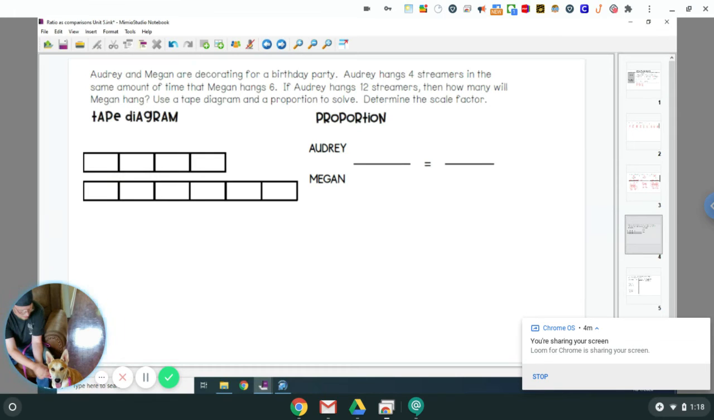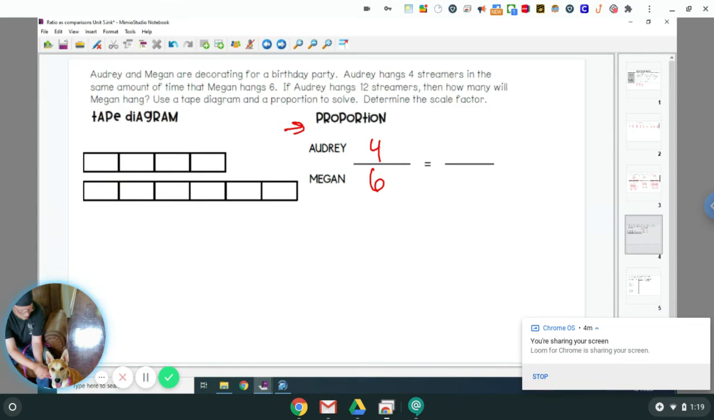Okay, so we're actually not going to use a tape diagram. We're going to use a proportion. The reason why we're going to use a proportion is because a proportion is used a lot more in 7th grade, so we need to learn it now. That way in 7th grade, you'll have it mastered. So Audrey hung 4 streamers. And then when Audrey did 4, Megan did 6.